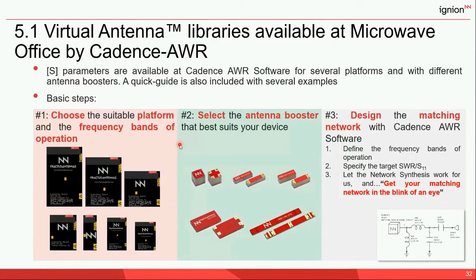So for the first time ever, together with our partners, we have embedded in the Cadence AWR Microwave Office software a library that contains a set of PCBs with different sizes and with different antenna boosters. If you have a design in mind and you want to check whether that device is going to meet the bandwidth requirements, you have a tool from the very beginning to check with simulation if the device you have in mind, with the platform and the antenna, can get enough performance, enough bandwidth. And if not, you can react very fast and take action.